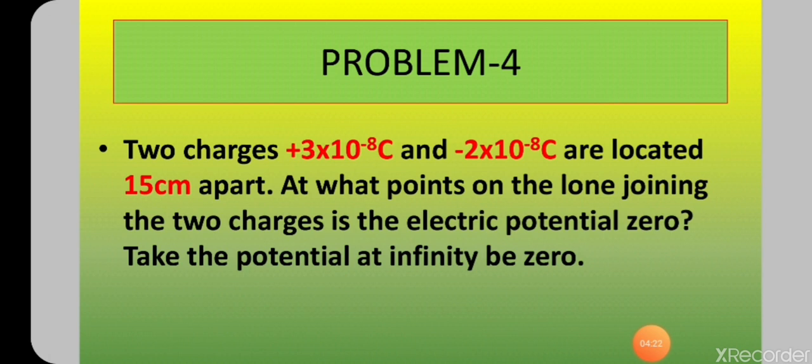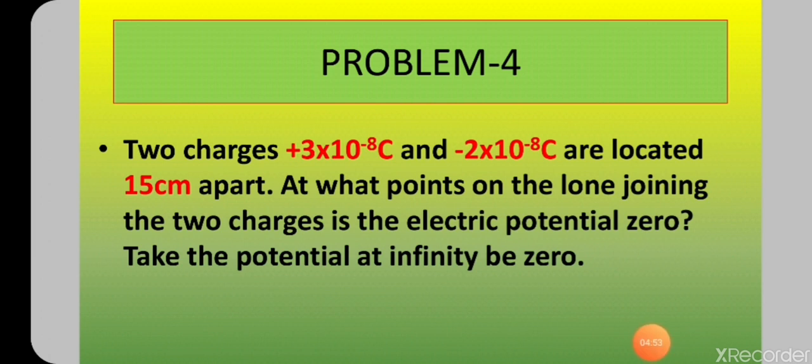Next one is problem 4. Two charges plus 3 into 10 power minus 8 coulomb and minus 2 into 10 power minus 8 coulomb are located 15 centimeter apart. At what points on the line joining the two charges is the electric potential 0? Take the potential at infinity to be 0. There are two charges located 15 centimeter apart. We have to find at what point, at what distance, the potential becomes 0.